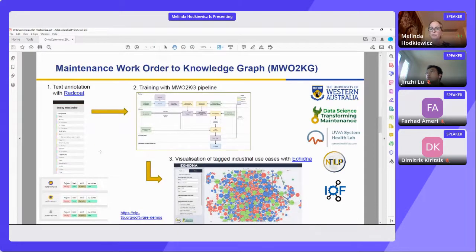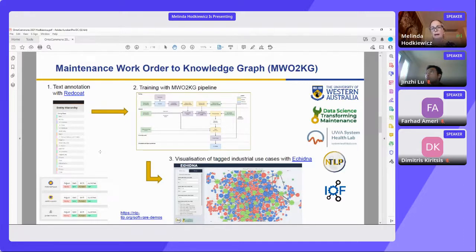And so what we've been doing is making this pipeline, and this is where you'll first start to see the role of ontologies, I hope. We have a pipeline called maintenance work order to knowledge graph. And we annotate the text, and you can see on the left-hand side of the screen, we use a freely available tool which we've developed and made available called Redcoat. And you can see we have a number of entity classes there. So immediately we're starting to think about not just pulling any old entities out and giving them a name. We're actually thinking about ontologies right from the very start when we do the annotation.